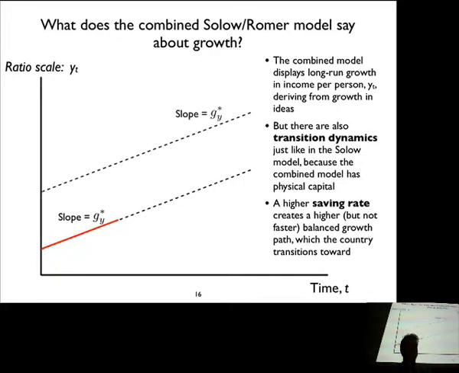So if the country sees an increase in its saving rate, it would produce this higher balanced growth path, but only at the same rate of growth that's determined by, say, the scientists' share. So that, in reality, is what we see out there. It's kind of an amalgamation of the stuff. And so it gets to your question.